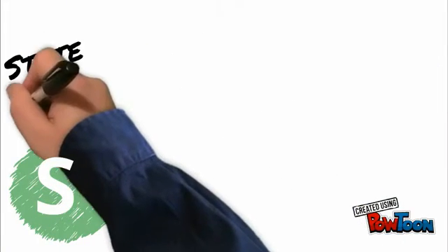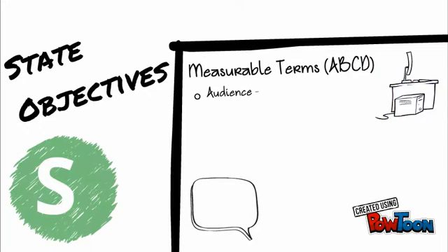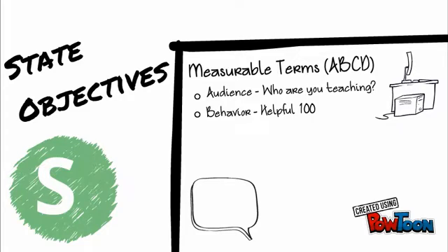Next, we are going to state our objectives. We need to use measurable terms using the ABCD model. First, we look at the audience, or who we're teaching. Next, the desired behavior using action verbs from the Helpful 100. Next, consider the conditions or tools that can be used. And finally, the degree of accuracy that we expect.